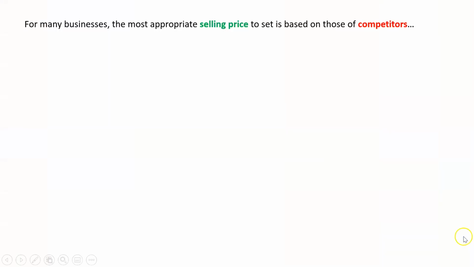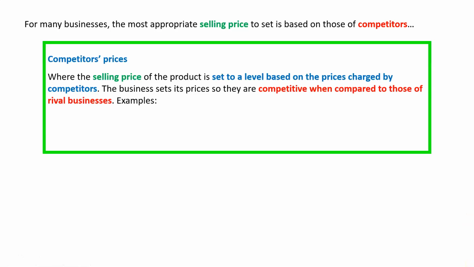Another method we can use to price a product is based on what competitors charge, and for some businesses that is the most important factor. So that is where the selling price of the product is set to a level based on the prices charged by competitors. The business sets its prices so they're competitive when compared to those of rival businesses.